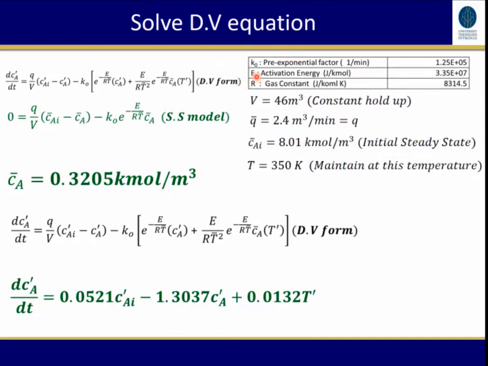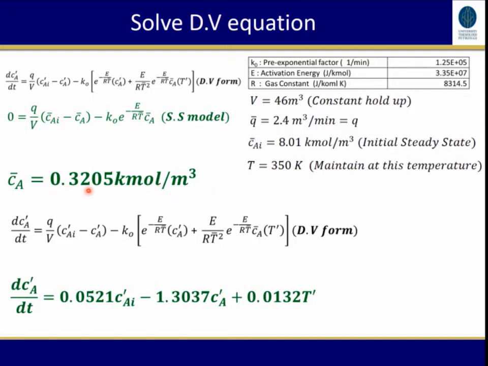The next one is to solve the deviation variable equation. With all the information we have just now, we can substitute into the term and find the dynamic model equation. But the problem is we don't have the CA bar in the deviation form. That's why we have the information of Ci bar, 8.01 kmol per meter cube. We need to substitute into the steady state model with all the information given, the temperature, volume, concentration, and flow rate, and then we can find CA bar. Please note that the flow rate Q is a constant, so it is equal to the steady state flow rate, which is 2.4 meter cube per unit time. After we solve, we get CA bar as 0.3205 kmol per meter cube.